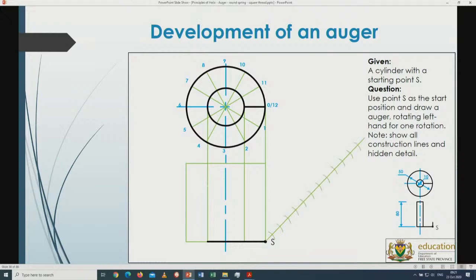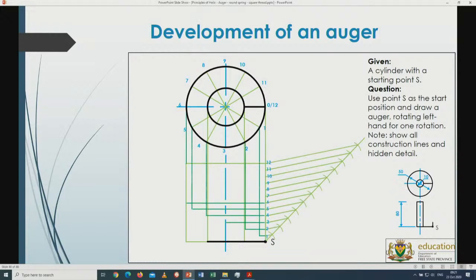I have to take my vertical area and divide that into 12 parts. And then from there on, the bottom part, 0 to 0, 1 to 1, 2 to 2, and so we carry on. Make sure about the starting position. That's the start position over there on the right-hand bottom side. Make sure about the direction. In this case, left-handed, so the left top should be dark.